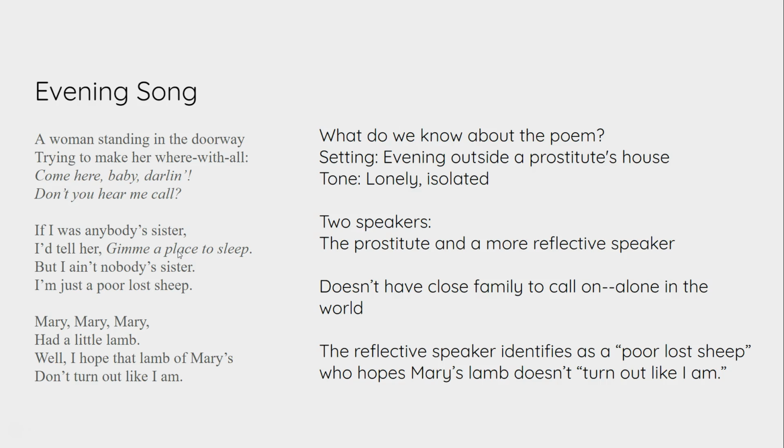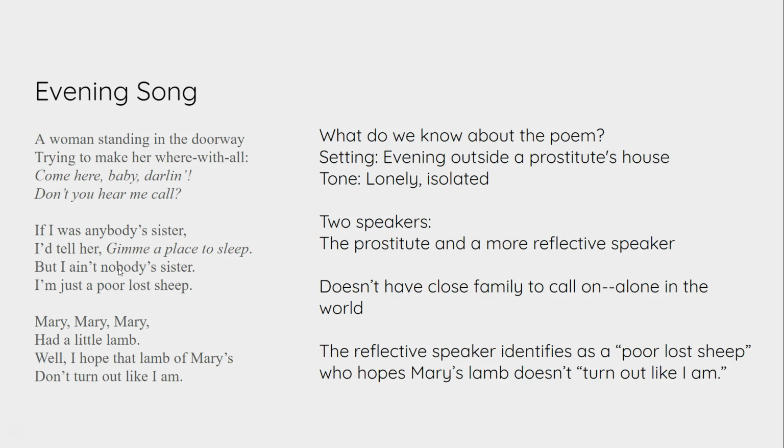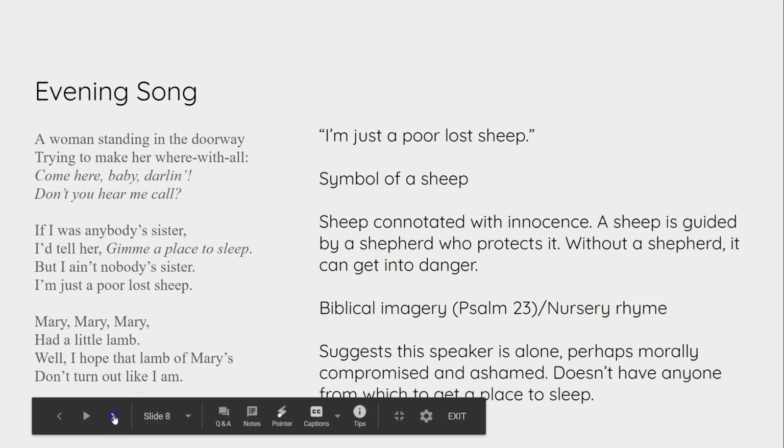We notice that the reflective speaker who is talking doesn't have a close family to call on because they say, "If I was anybody's sister, but I ain't nobody's sister." So there's a lack of kinship here. This person seems like they're alone in the world. And the reflective speaker also identifies as a poor lost sheep who hopes Mary's lamb doesn't, quote, "turn out like I am." So we can imagine that this sheep that the reflective speaker is identifying with is one that we wouldn't want Mary's lamb to appear like or look like.